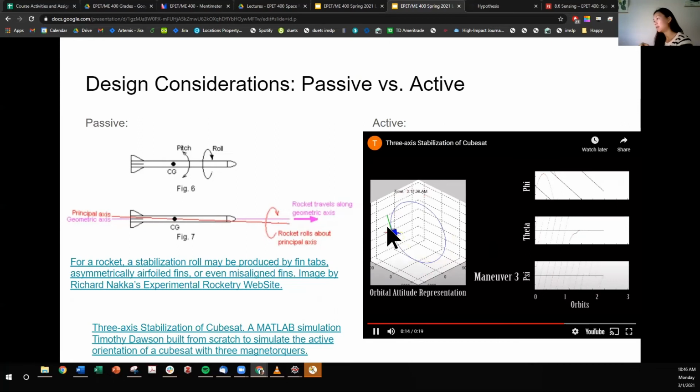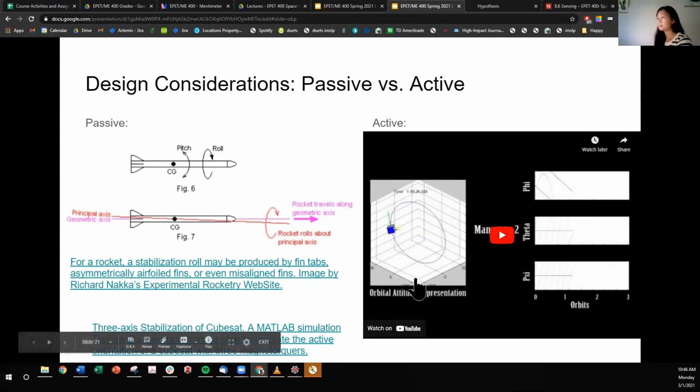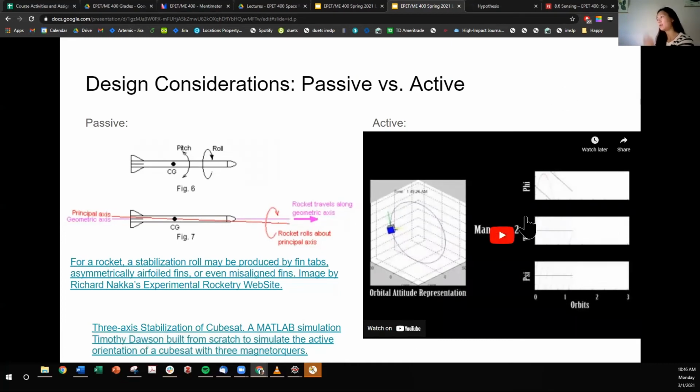So you'll see here, it is slowly starting to despin, and now you'll see that the green vector is aligned with the velocity trajectory. So yeah, this is active, where you're not only measuring, you're also compensating. This is passive in that you're depending on physical phenomena and static structures to compensate the system for you.